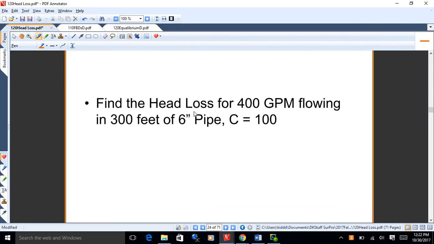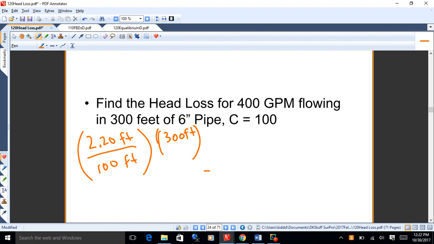All right. Now let's say instead of being 100 feet, it's 300 feet. So what would you do to your 2.20, do you suppose? Okay, so we got 2.20. Now that's feet per 100 feet. But we got 300 feet. See, what comes off that chart is the head loss per 100. We got 300 feet though. So you just have to factor it up, okay?